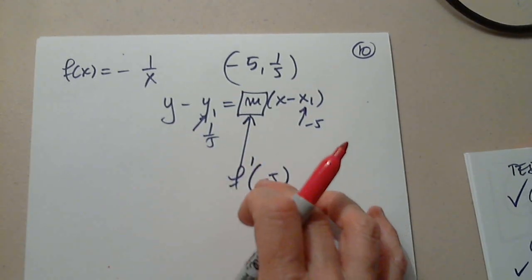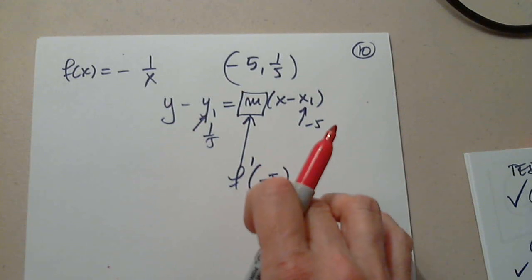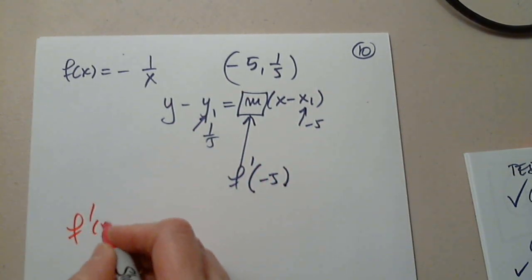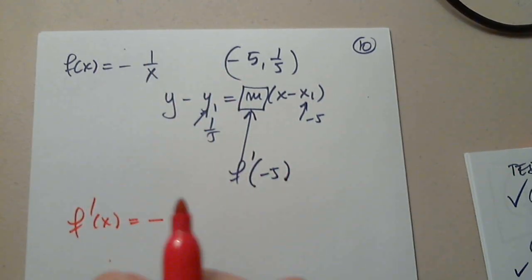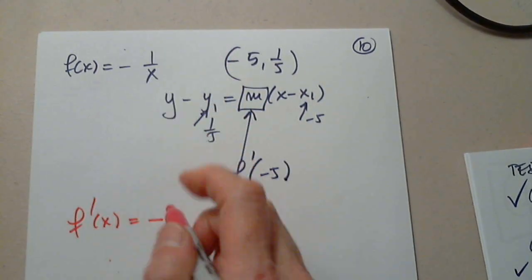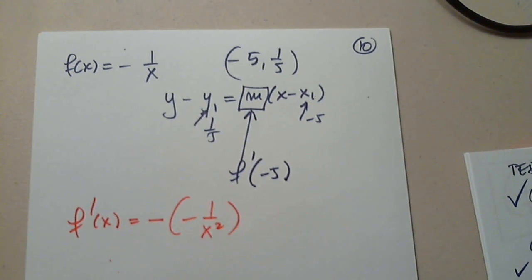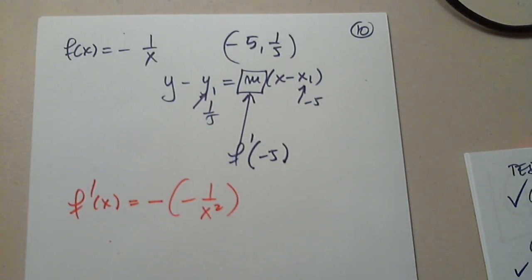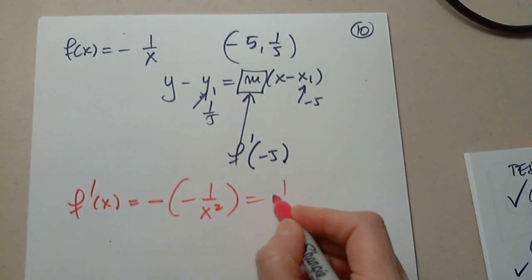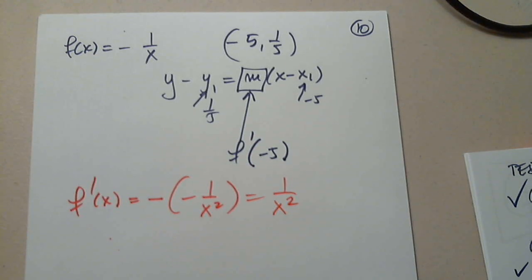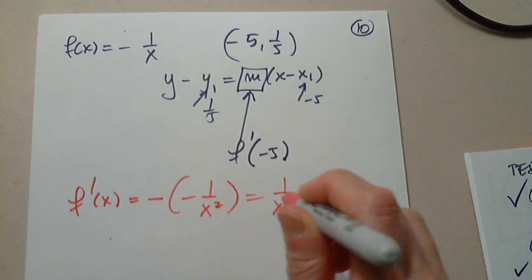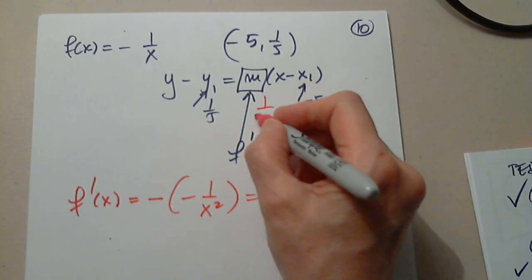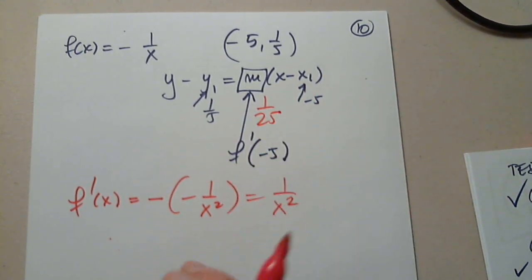So in order to find f prime of negative 5, we have to find f prime of x first. The negative is outside, and I differentiate 1 over x, and I know for sure this is one of our big formulas. When I differentiate 1 over x, I get negative 1 over x squared. With this in front, I get 1 over x squared. So maybe that's what you are thinking. When I plug in negative 5 in here, I do get 1 over 25. So maybe there is no error.